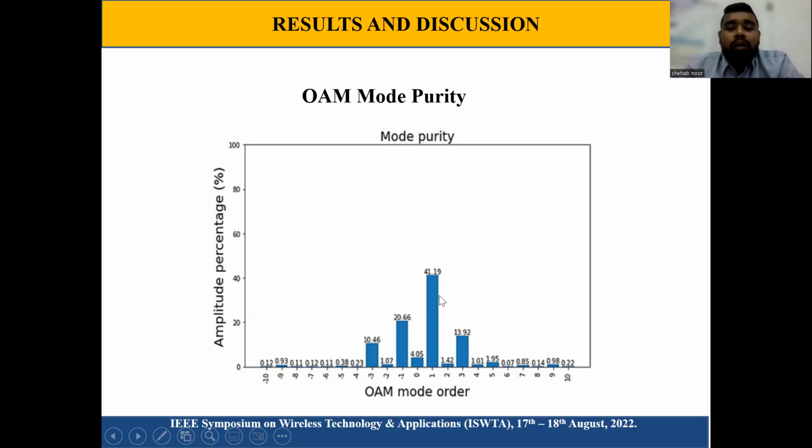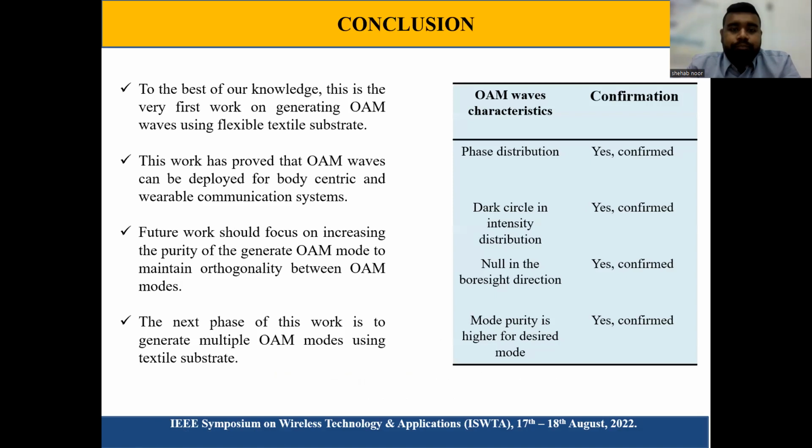If we have higher mode purity for our desired mode, it means there will be less crosstalk. So for example, if we wanted to generate OAM mode 2, then the mode purity at OAM mode 2 has to be higher. Since our research focuses on mode 1, we have successfully generated OAM mode 1.